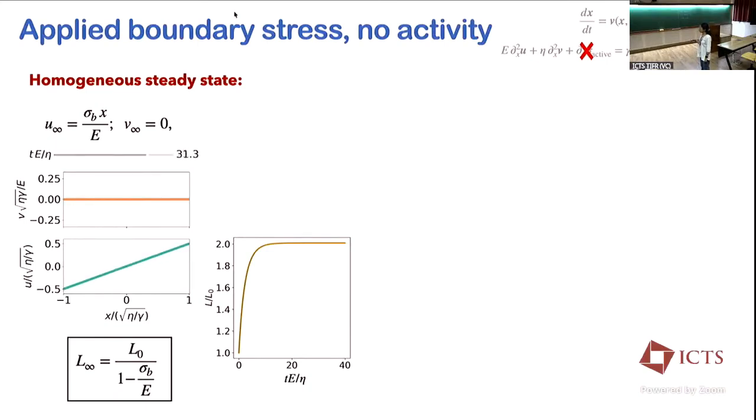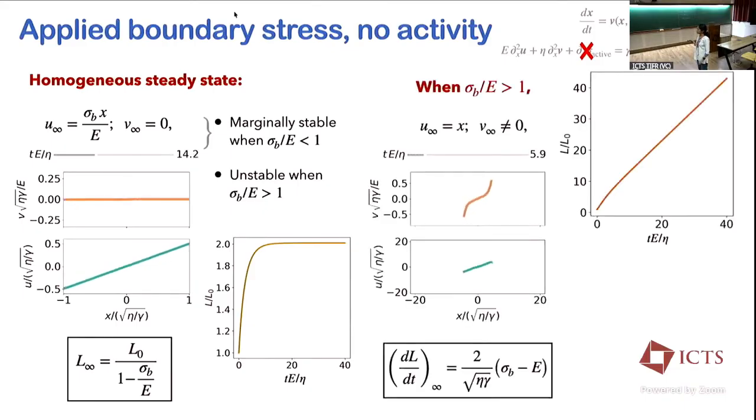From this, you note that when this ratio sigma B by E is 1, this length basically diverges. So what happens when sigma B by E goes greater than 1? If you do a linear stability analysis of the system around this state, you see that this state loses its stability to the other special solution when sigma B by E is greater than 1, where the length keeps growing linearly in time. So it's a perennially growing phase. The growth rates can be computed again in terms of the material parameters analytically, and this is a boundary driven growth. So growth is primarily at the boundaries in this solution.